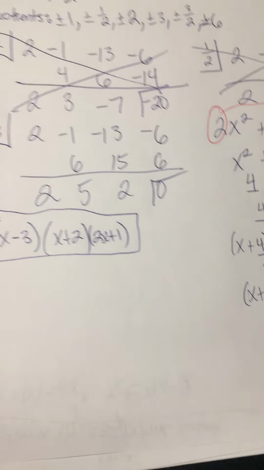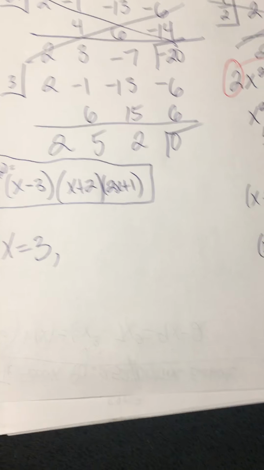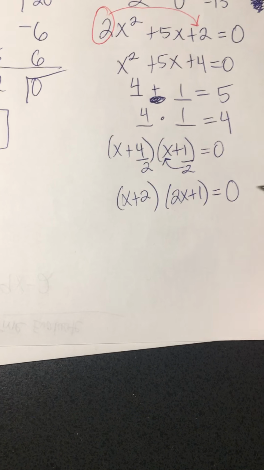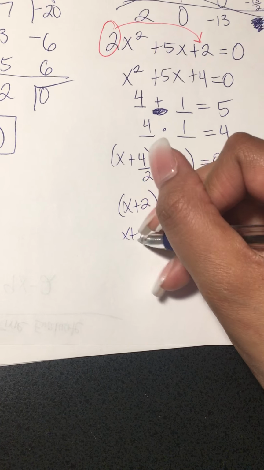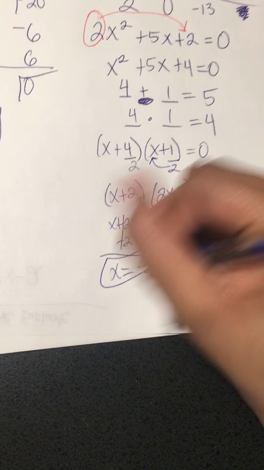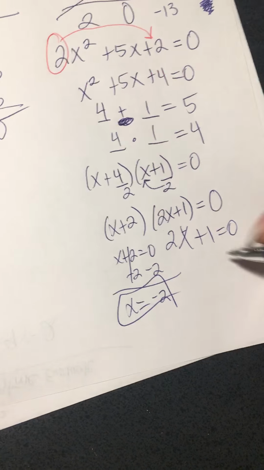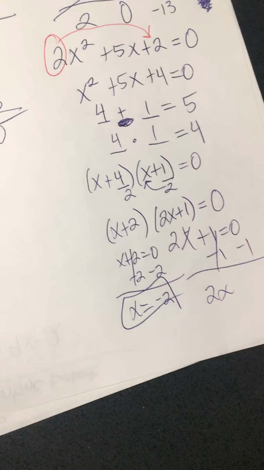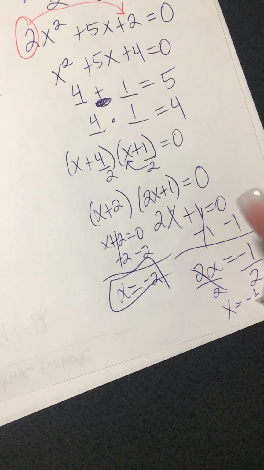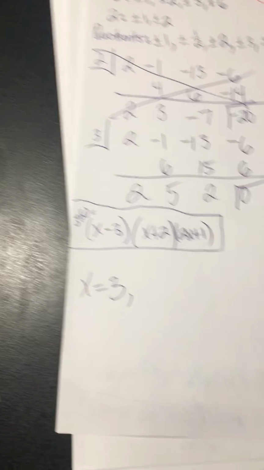Well, one of my rational roots is the one that worked in synthetic division, the 3. The other 2 will come from taking your 2 remaining factors and setting them both equal to 0 and solving for the variable. So x plus 2 equals 0, subtract 2 on both sides, negative 2. Subtract 1 on both sides, divide both sides by 2. Do not make that a decimal. We don't really use decimals in Algebra 2 unless we're graphing or something. X equals negative 1/2. Sorry, so sloppy.